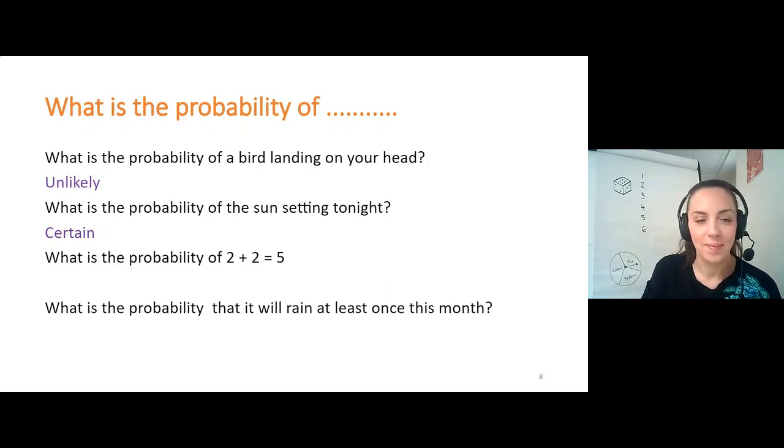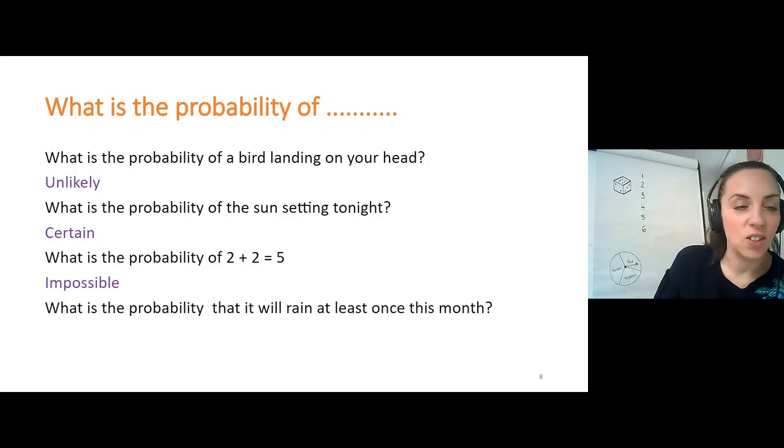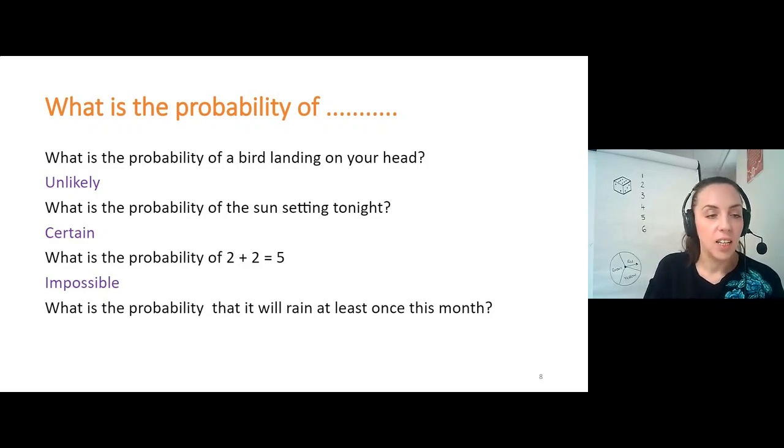Let's hope everybody on the maths course gets this one. That's impossible. It's not going to happen. It can't happen. And what is the probability that it will rain at least once this month? Definitely likely. Even in June or July or August, it will still probably rain in the UK at least once this month. So there's just a few examples of how we can express probability in words.